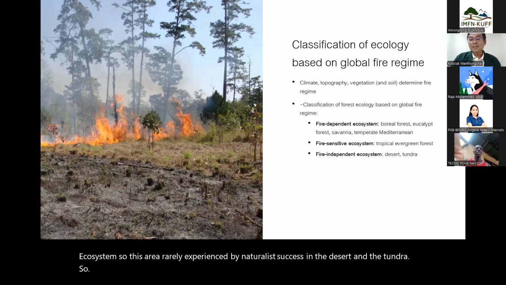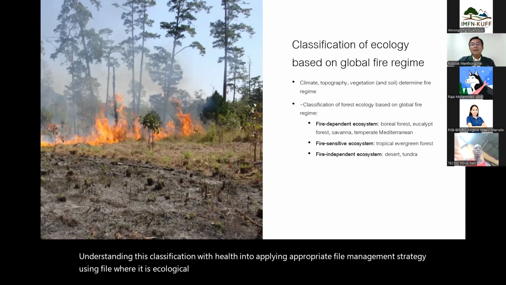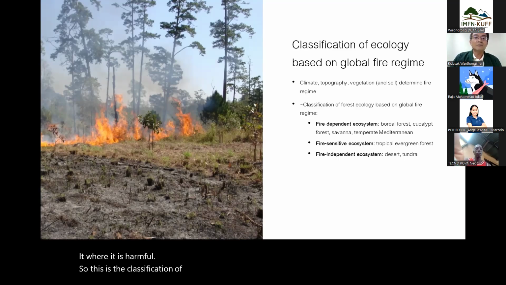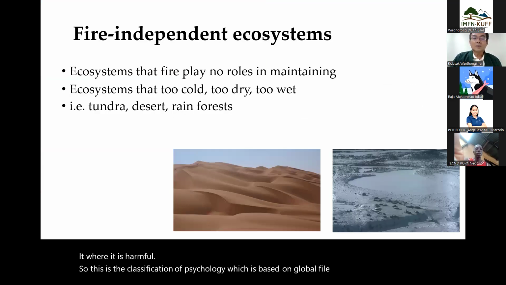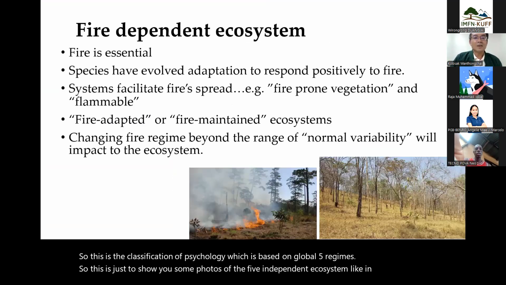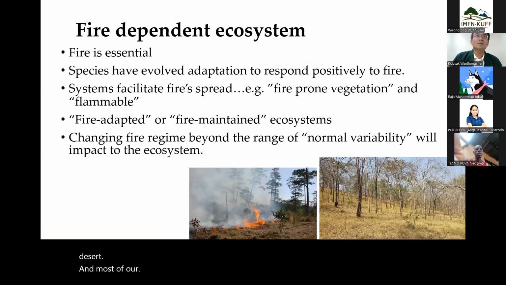Understanding this classification will help in applying appropriate fire management strategies, using fire where it is of ecological benefit and preventing or suppressing it where it is harmful. So this is the classification of fire ecology based on global fire regimes. This is just to show you some photos of fire-independent ecosystems like the tundra and desert. And most of our forest ecosystems in the world are mainly fire-dependent ecosystems.